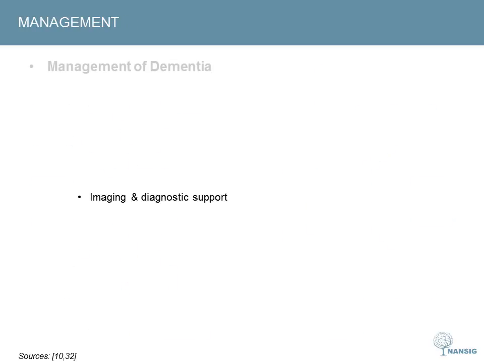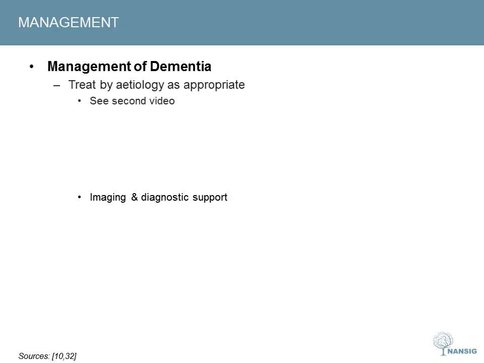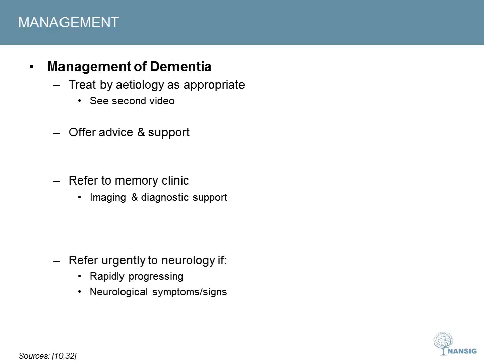Management of dementia. The second video goes into specific management for dementia by etiology. The main point for those outside of a specialist service, however, is to offer support and refer to a memory clinic. If the patient's dementia is rapidly progressing or involves neurological symptoms or signs, refer urgently to neurology. Patients with a diagnosis of dementia should be advised to stop driving and to contact the DVLA for assessment.